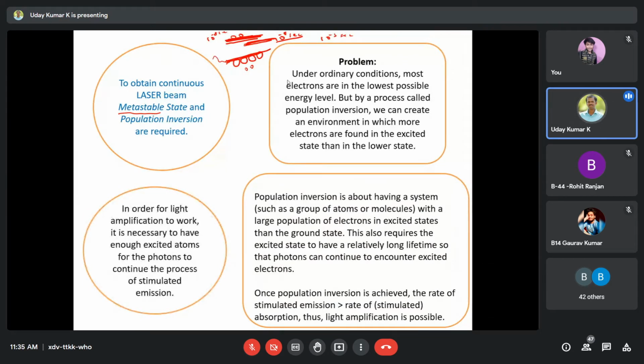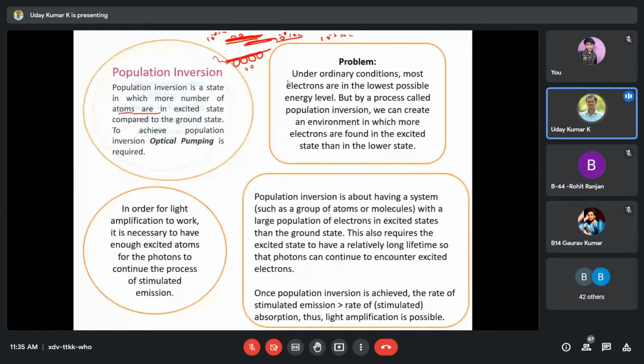Now, in order to get the light amplification to work, it is necessary to have enough excited atoms for the photons to continue the process of stimulated emission. So the point is that you need to have more atoms in the higher energy level. Population inversion is a state in which more atoms are in the excited state compared to the ground state. To achieve this population inversion, optical pumping is required.